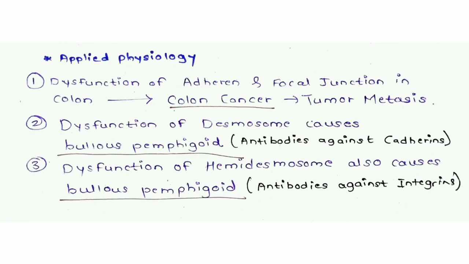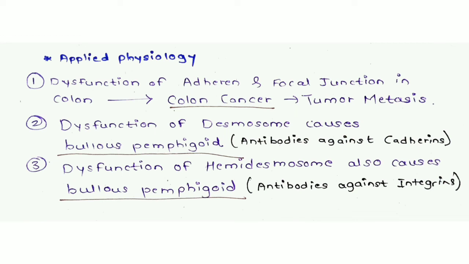The last point of discussion here is the dysfunctions that are caused due to mutation of genes that code for the particular cadherins and integrins proteins. The first, dysfunction of adherens junction and focal junction in the colon due to mutation of protein results in colon cancer. It can also further lead to tumor metastasis, that is spread of cancer cells from primary tumor to other parts of the body.